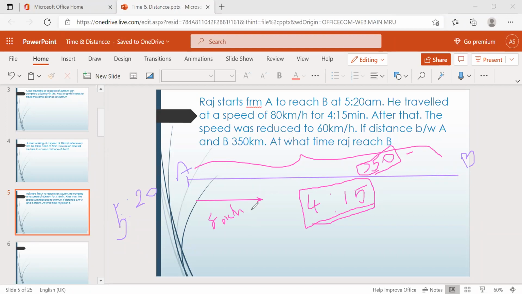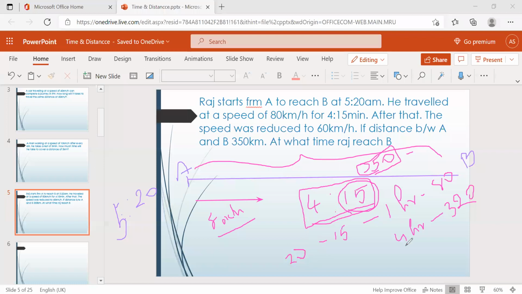So first of all, take 4 hours. 1 hour is 80 kilometers. So 4 hours is nothing but 320 kilometers, right? And they said 4 hours 15 minutes. For 15 minutes, 1 hour is 80, and 1 hour is 60 minutes, so 15 is divided by 4, and 80 divided by 4 is nothing but 20. So in 15 minutes, he reached 20 kilometers.